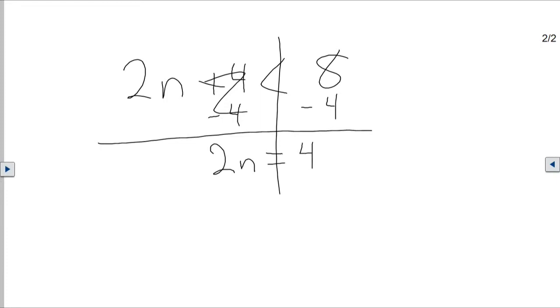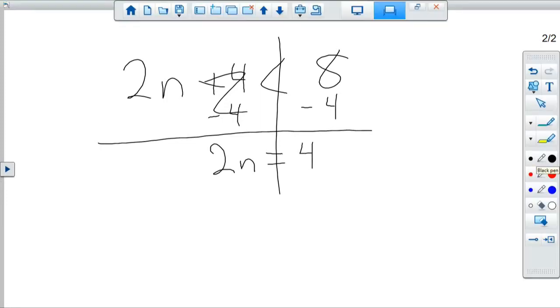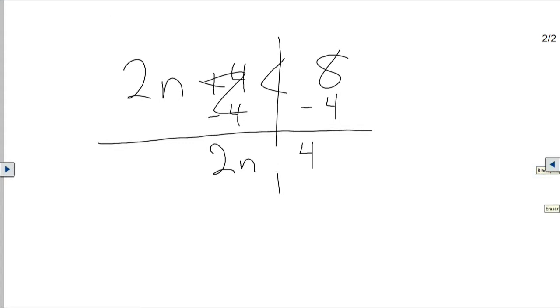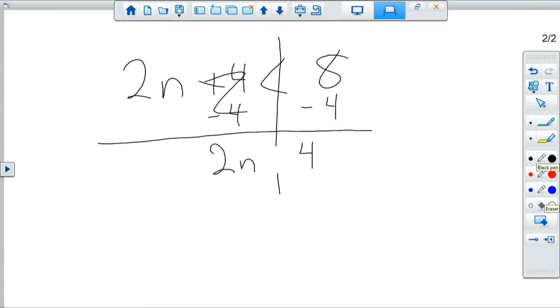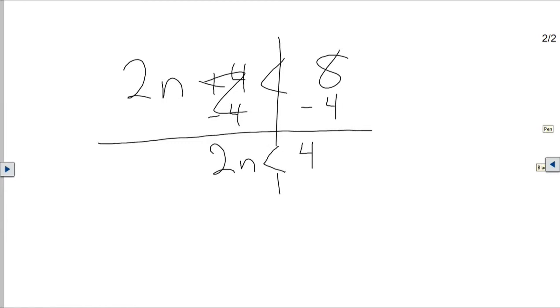Again, we want to rewrite. Oops, I messed it up already. Let's try that again. 2n is less than 4. There we go. So you can see a common error, and I do it too when I work through these, is getting a little bit fast and sloppy and not dropping that sign down. So I want to make sure we keep that sign uniform as we work throughout these.